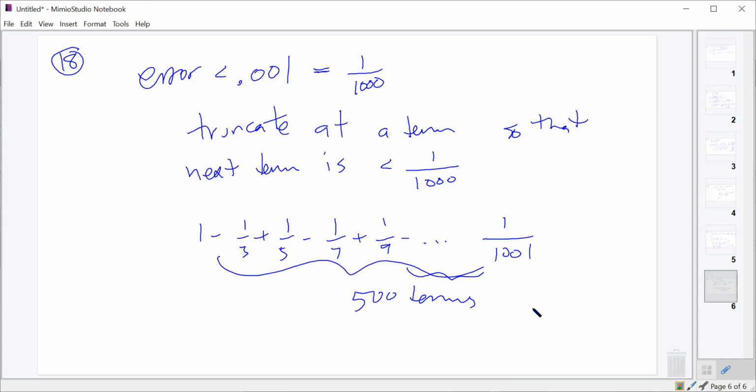Does that make sense or no? Yes, thank you. And the reason it's the next term is because it's an alternating series. Everyone good there on 18?